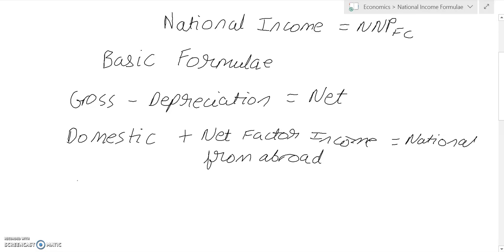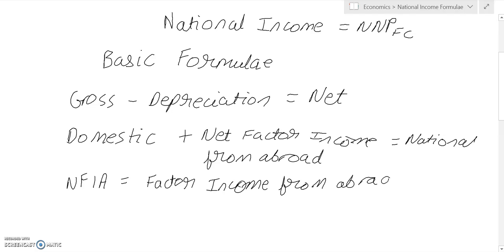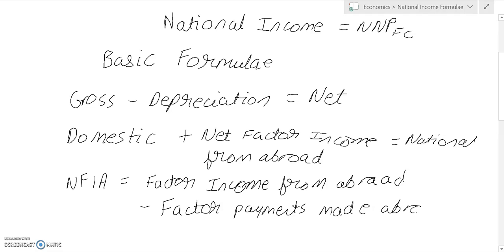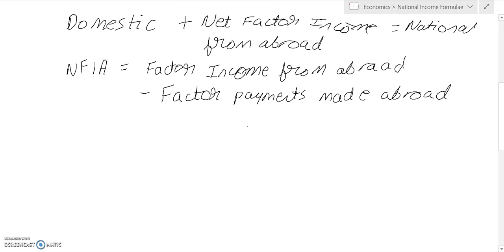Now, when we talk about net factor income from abroad, or NFIA, net factor income from abroad is factor income from abroad minus factor payments made abroad. Now, when we talk about factors of production, we think about land, labor, capital, and entrepreneur. Factors of production owned from within the country, located abroad, sending us back factor income in the form of rent, wages, interest, and profit are added.